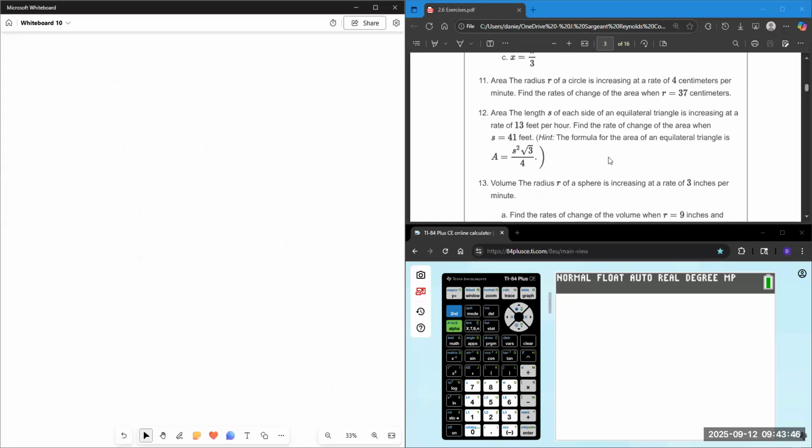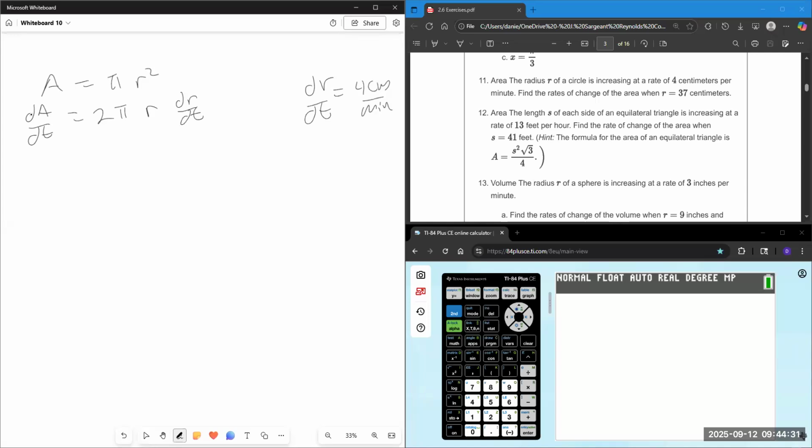We start to get into more of the word problems here. A radius r of a circle is increasing at a rate of 4 centimeters per minute. So dr/dt equals a positive 4 centimeters per minute. Find the rate of change of the area. So we're talking about the area of a circle, A equals πr squared. You've got to know all those geometry formulas for this section. Then we're going to differentiate with respect to time. We see time in the bottom here. So dA/dt is equal to 2πr dr/dt.